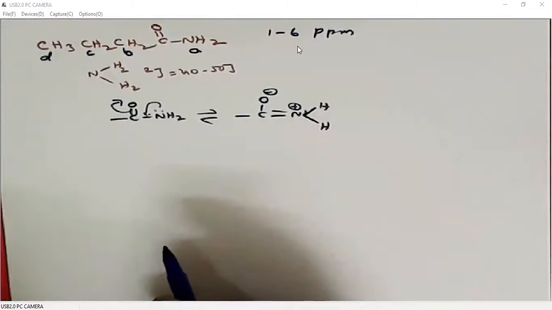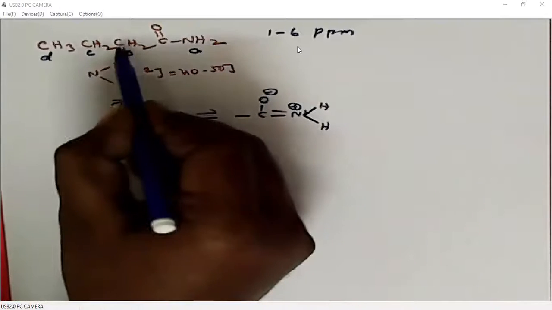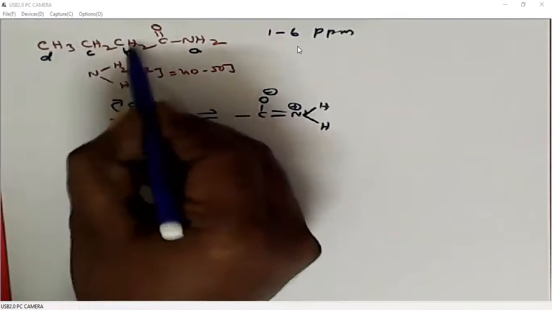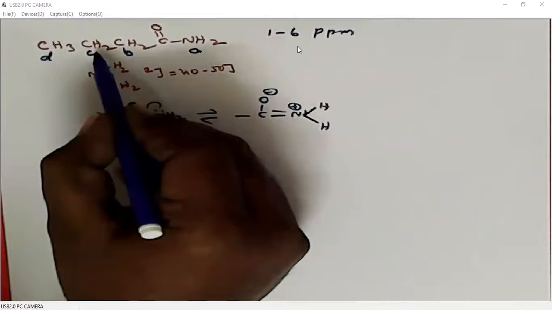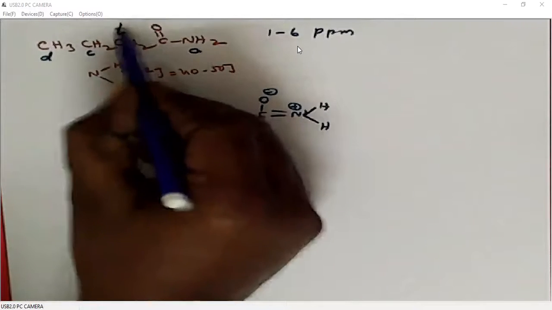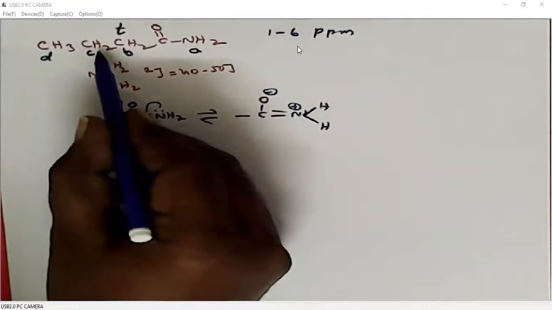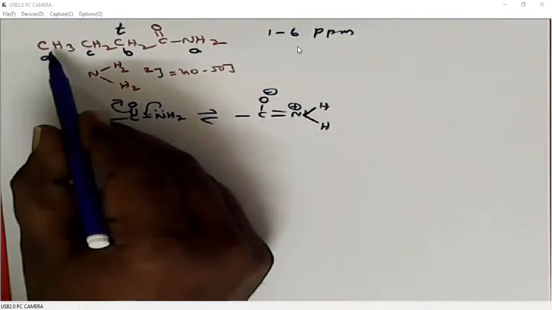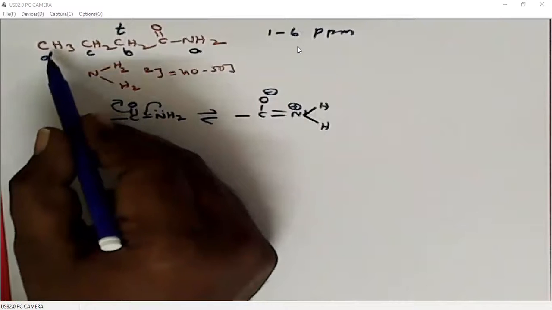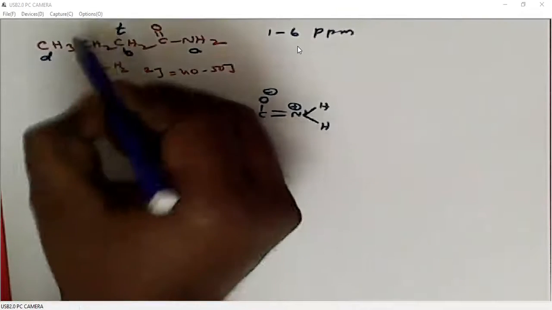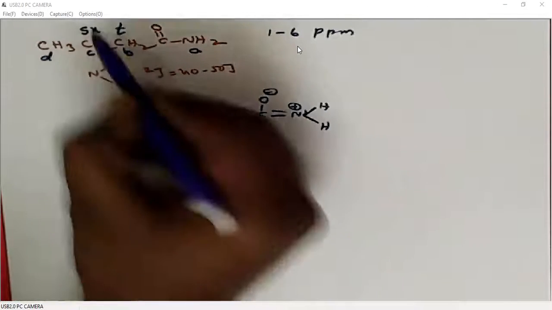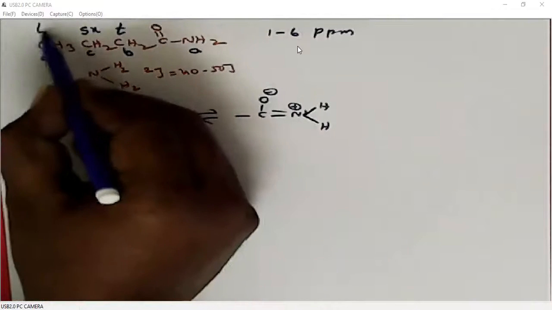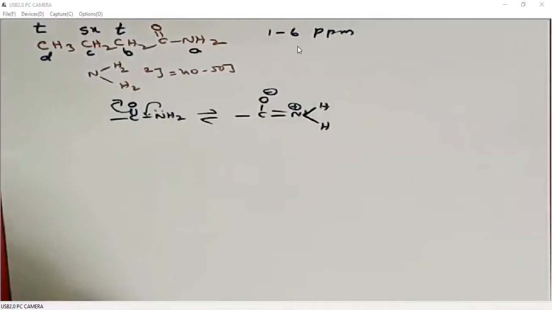When we look at the multiplets, this carbon is having two alpha protons, so it will give a triplet. These two protons have two alpha protons on the right side and three on the left side, total 5. So according to the n plus 1 rule, 5 plus 1, 6, a sextet. Then this methyl group has only two alpha protons, so it gives 2 plus 1, 3, a triplet.